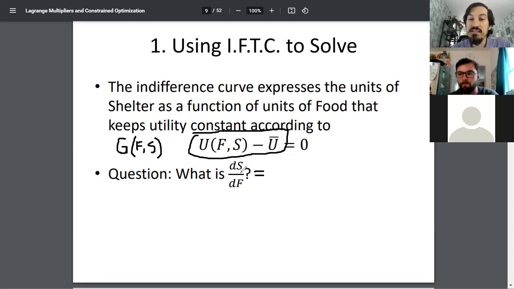So what is dS/dF? Let's use the implicit function theorem corollary. Remember what it is? Anyone willing to tell me? Remember what you do? You flip and you add a negative.